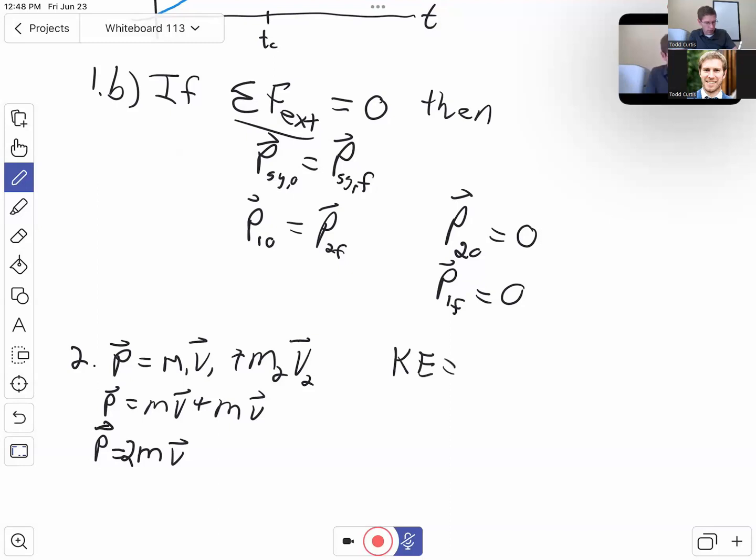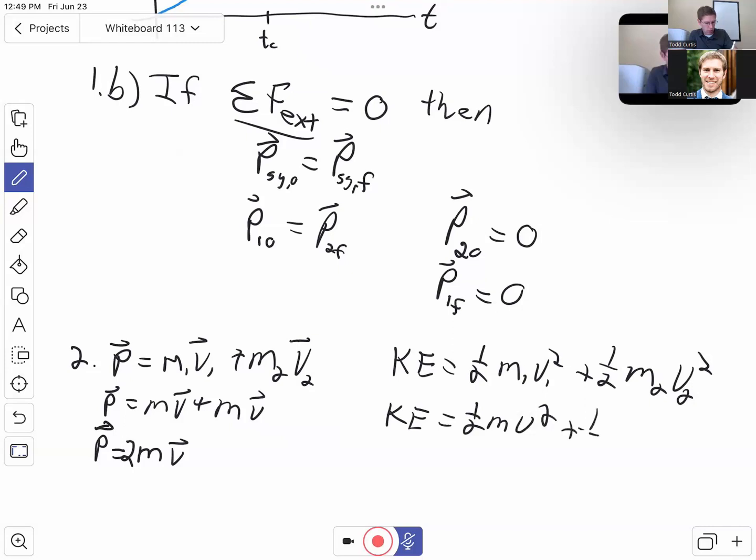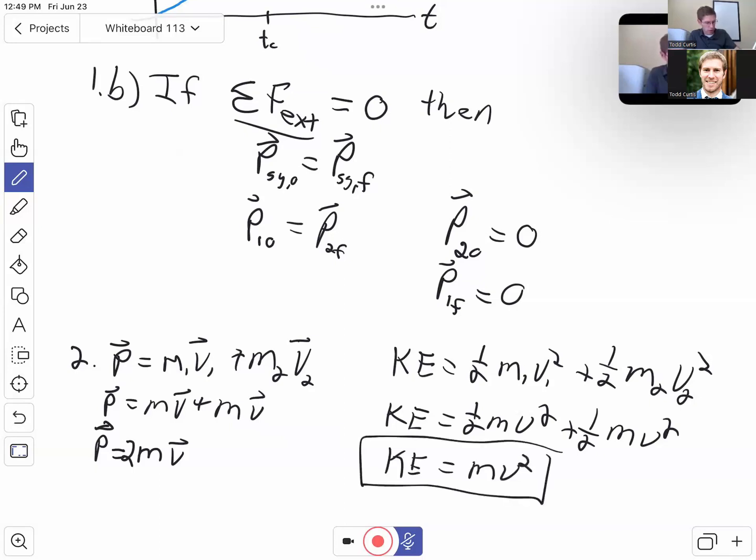So again, for the kinetic energy, it normally would be 1/2 m1 v1 squared plus 1/2 m2 v2 squared. But since they're both the same mass and velocity, we just end up with 1/2 m v squared plus 1/2 m v squared. And adding those together, the total kinetic energy just comes out to mv squared. And that's our total kinetic energy, and that's our total momentum of the system for question number 2.